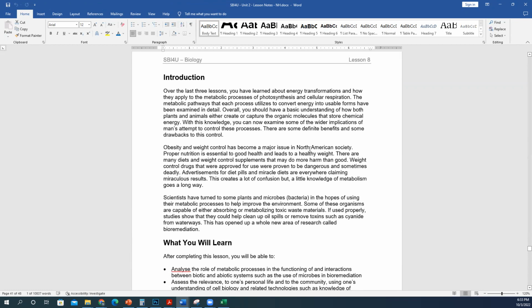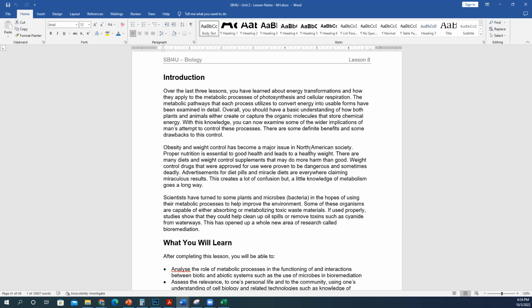So really what we talked about over our last 3 lessons, we've been talking about energy transformations, how they apply to metabolic processes, namely photosynthesis and cellular respiration. And we have talked about the metabolic pathways that each one of these processes uses to convert energy into usable forms. And we've looked at these in detail. So overall, we should have at least a basic understanding of how both plants and animals can either create, in the case of plants, or capture organic molecules that store chemical energy.